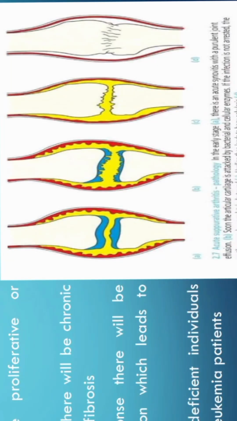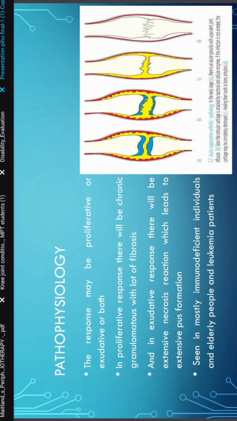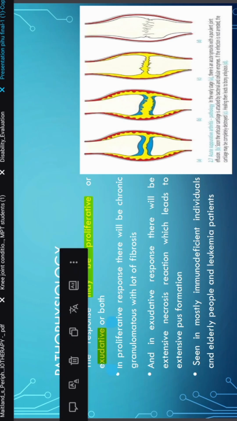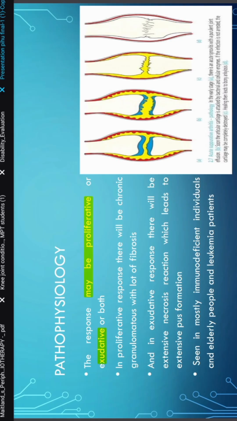Moving towards the pathophysiology, TB infection of the bone and synovial tissue produces a similar response as it produces in the lungs, that is chronic granulomatous inflammation and caseation necrosis. Caseation necrosis is a cheese-like appearance of the tissue, which are dead cells. The response may be proliferative or exudative or both.